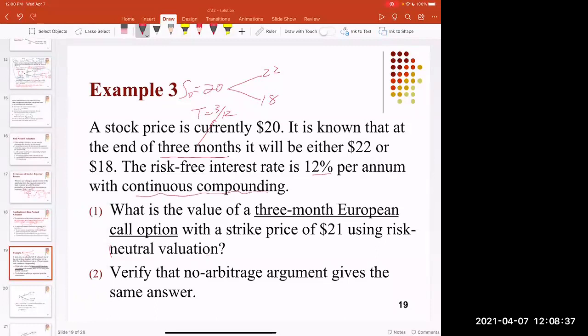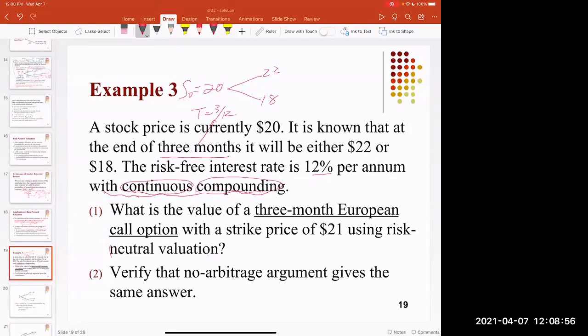Some students do the question using just the symbol, annual or period compounding or discounting. That's not correct. In our class, we always do continuous compounding.